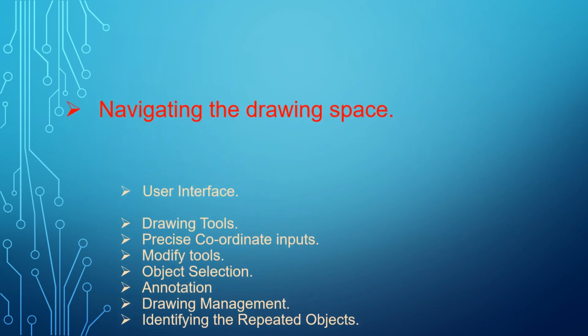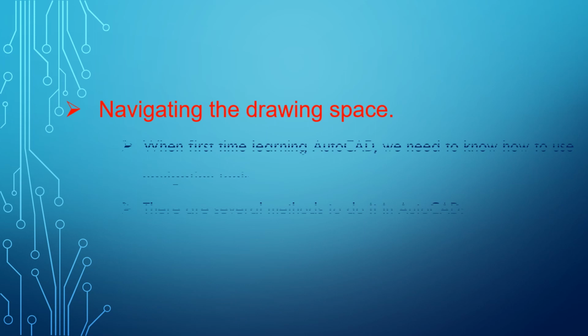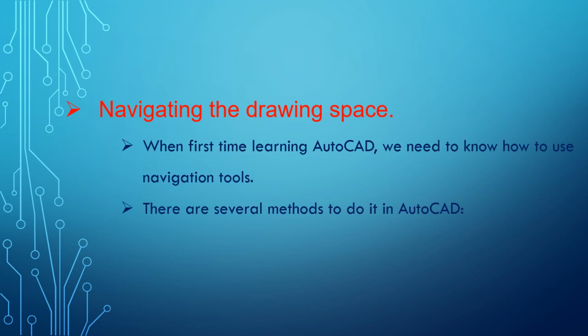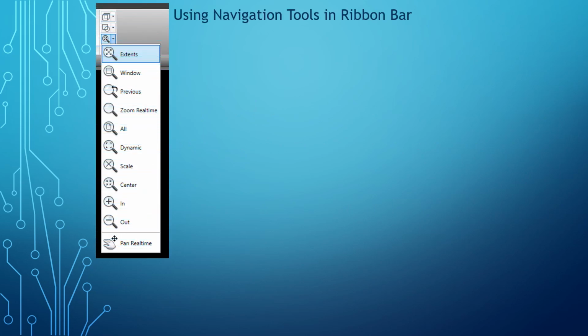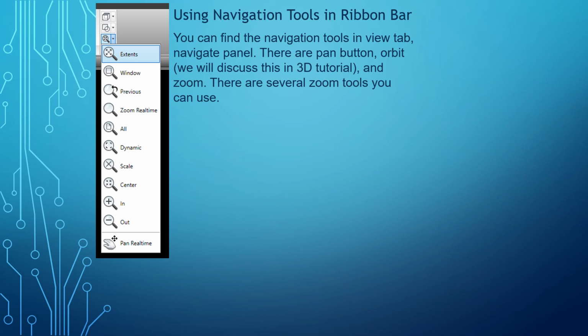Now, let us see how to navigate the drawing space. When learning AutoCAD for the first time, we need to know how to use navigation tools. There are several methods to do it in AutoCAD. Using navigation tools, you can find them in the View tab, Navigation panel. There are the Pan button, Orbit, which we can discuss in a 3D tutorial, and Zoom. There are several zoom tools you can use.